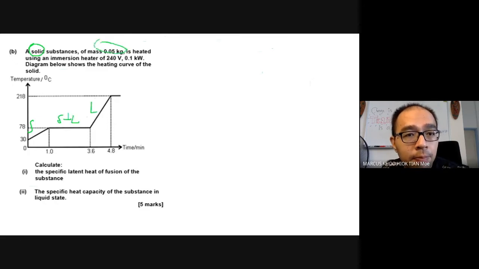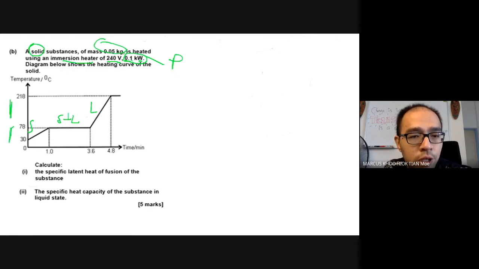Mass is here. Immersion heater of 240 volts, 0.1 kilowatts, which we want. This is our P. If you've taken a look at all the units before this, we are only interested in watt. We're not interested in the voltage. Nothing to do with the voltage here. Take a look at the difference in temperature. Calculate the specific latent heat of fusion of the substance. Specific latent heat means we're talking about this section.